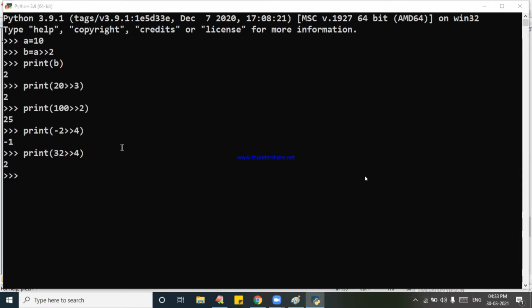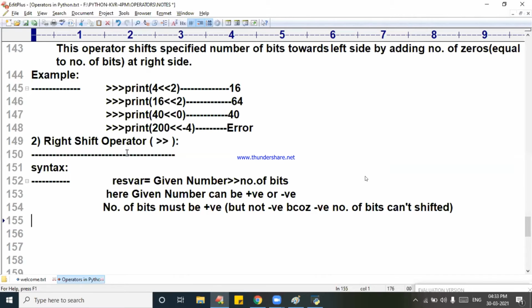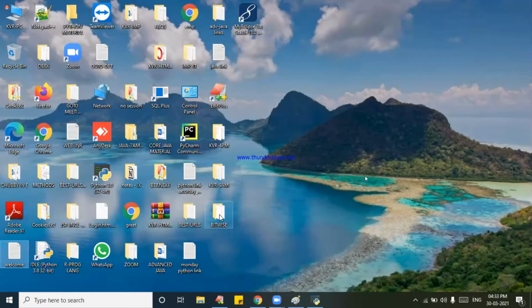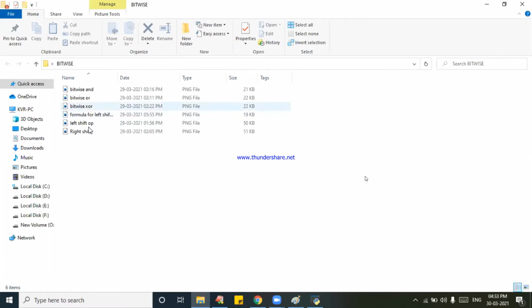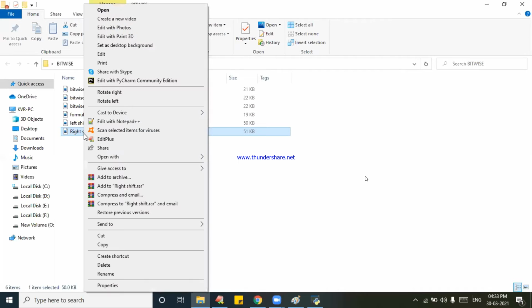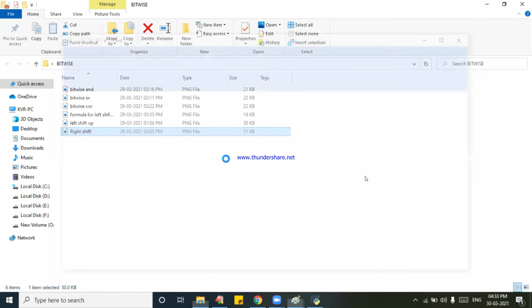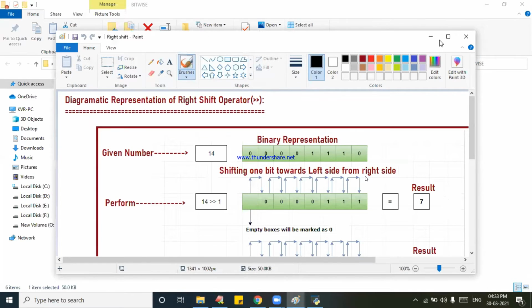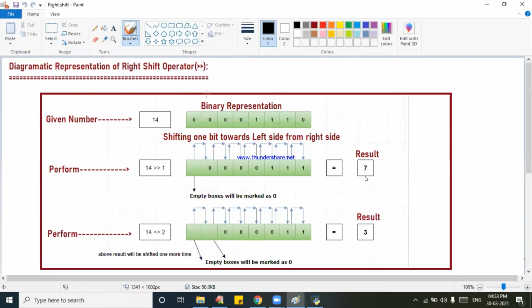Now, this is what we did. Let me show you one of the examples I prepared for you: bitwise operators, the right shift operator. Like yesterday's diagram, I will show you the right shift operator. See how important this diagram is, prepared for you. It is a diagrammatic representation of the right shift operator.